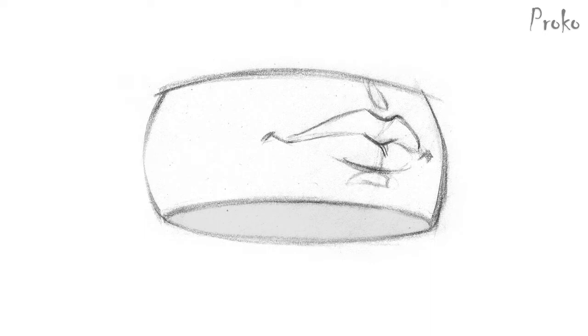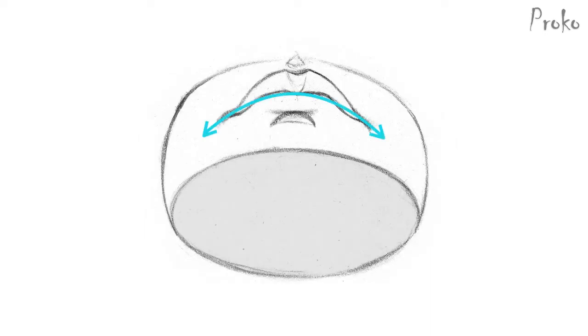The center line of the lips gets pushed outward, and when viewed from the top or bottom, the lips wrap around the cylinder. Notice that from this angle, the corners of the lips are actually lower than the bottom of the bottom lip. Try to avoid drawing the lips as if they are on a flat plane.